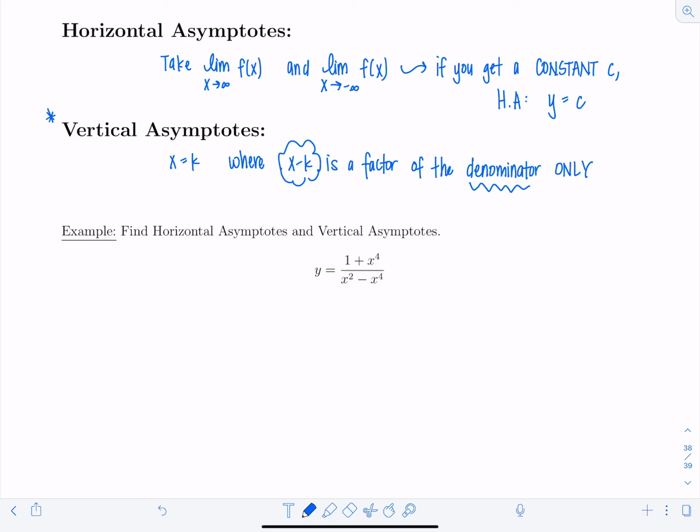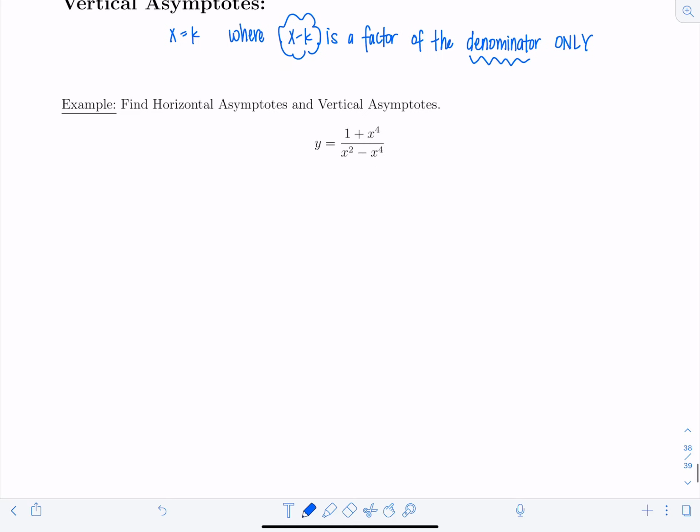Okay, so first example, pretty straightforward. Find the horizontal asymptotes and vertical asymptotes. Now we're in calculus, so this means we're taking limits. So let's start off with the horizontal asymptotes. I'm going to take the limit to positive infinity and negative infinity.